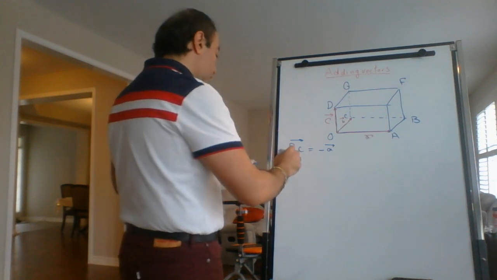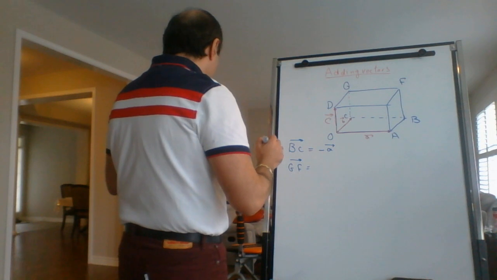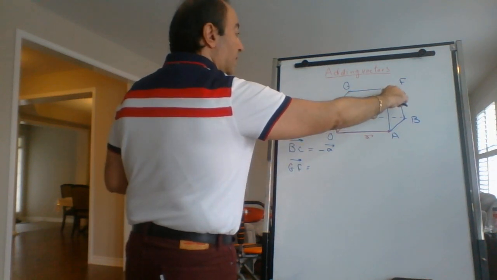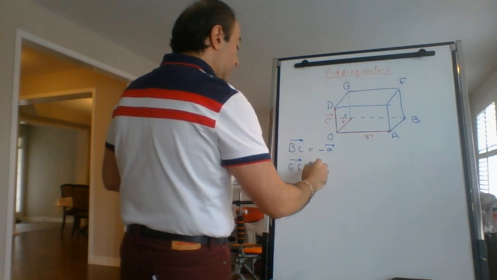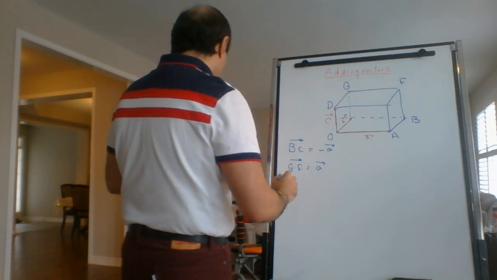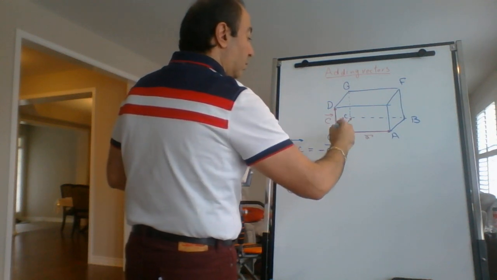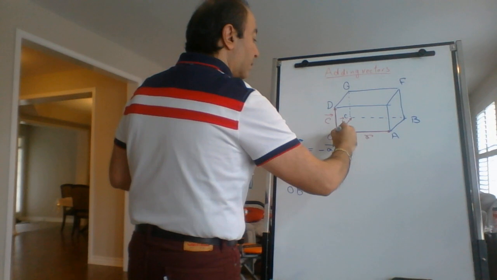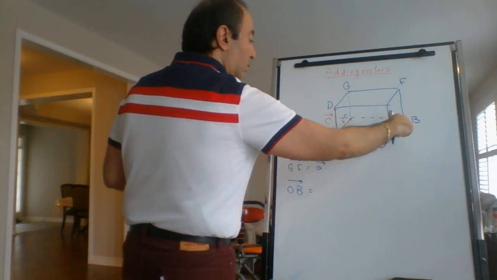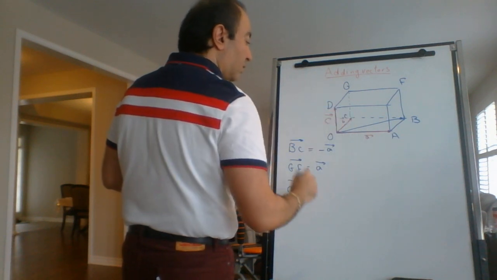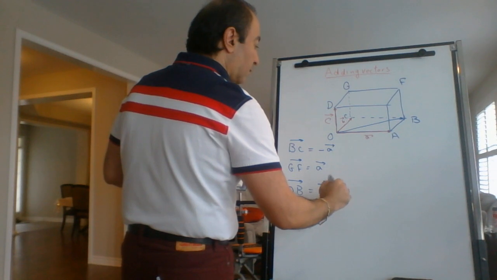Now, vector GF. GF is parallel to vector A and has the same magnitude, so this is vector A. Vector OB connects here. This vector OB is vector A plus vector AB, which is the same as vector B. So that's vector A plus B.